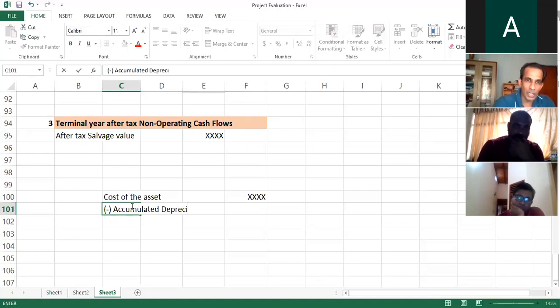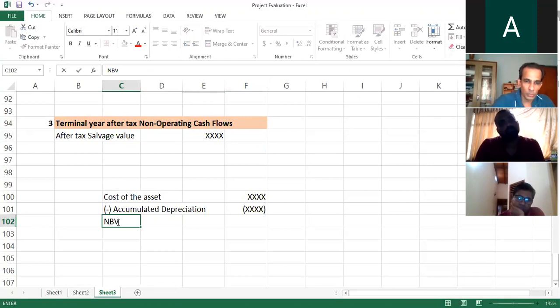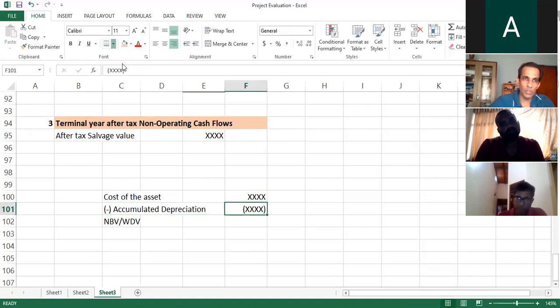When we deduct the accumulated depreciation, what is the answer we get? Net book value. The other term is written down value. In accounts, you also call it written down value. So when you deduct the accumulated depreciation from the cost of the asset, we get the net book value, also called written down value.